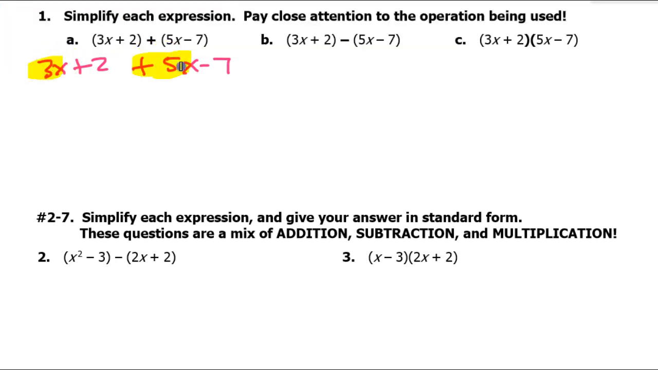So I've got my 3x and my 5x, and then I've got my 2 and my negative 7. So that's going to give me 8x minus 5, and that's it.